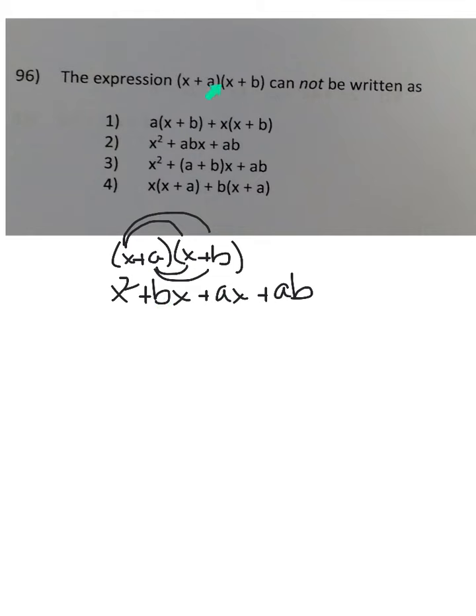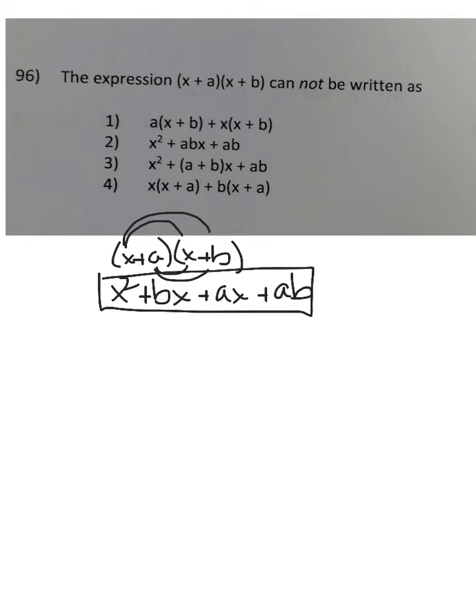I'm going to go up here and look to see if I see that, and I don't. I see x squared, and I see the ab. I see it here and here as well, okay? But I don't see this in either of these guys. So now what I think I'm going to do is take each choice one at a time and see if I can get them to match what I have right here.